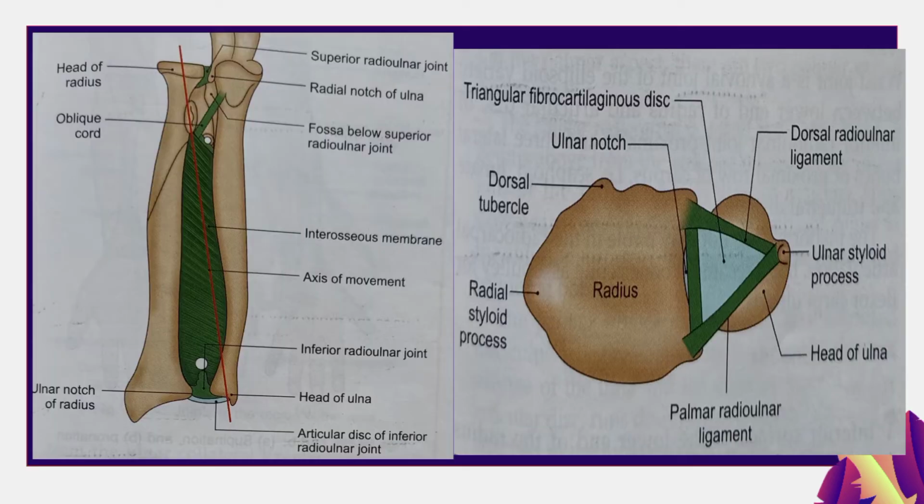Now we'll see the triangular fibrocartilage. See, this is the triangular fibrocartilage. Now the apex, this is the apex part. This is the styloid process of ulnar. The apex of the triangular fibrocartilaginous articular disc is attached to the base of the styloid process of the ulnar. Okay. So this is the apex, and here we have the base, which is attached to the lower margin of the ulnar notch of the radius.